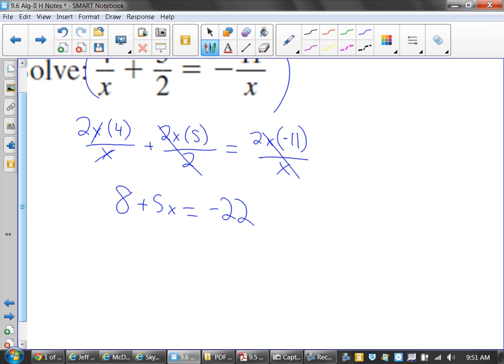Wait, so why the 2x again? That way we multiply. Common denominator. In order to figure out what the common denominator is, you look at the denominators. Do they have anything in common? No. 2 of them have an x, 1 of them doesn't. One of them has a 2. To make sure that they all have something in common, you just multiply those parts together. Okay? And now that's a 2-step equation we could probably do in our heads. Subtract 8.